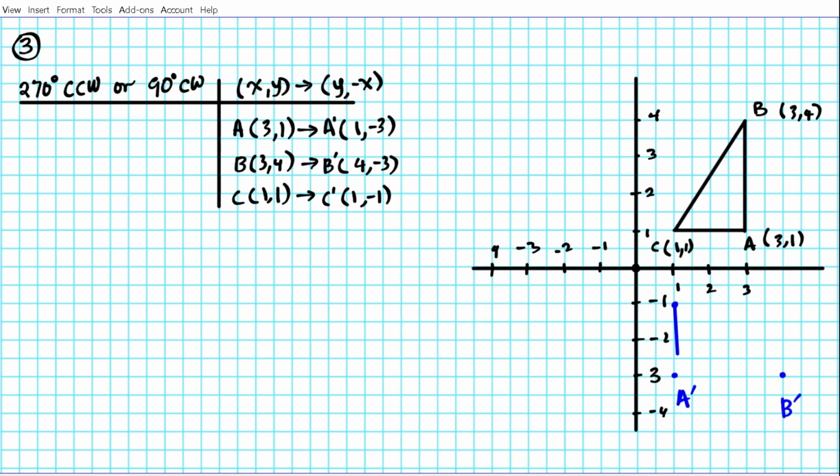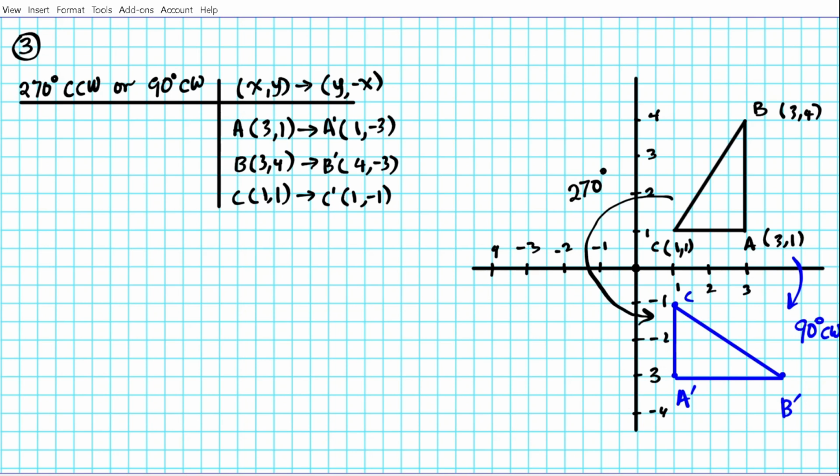So you have it like this. All right, so if we go clockwise, that's 90 degrees clockwise, and it's equivalent to a 270 degrees counterclockwise rotation about the origin.